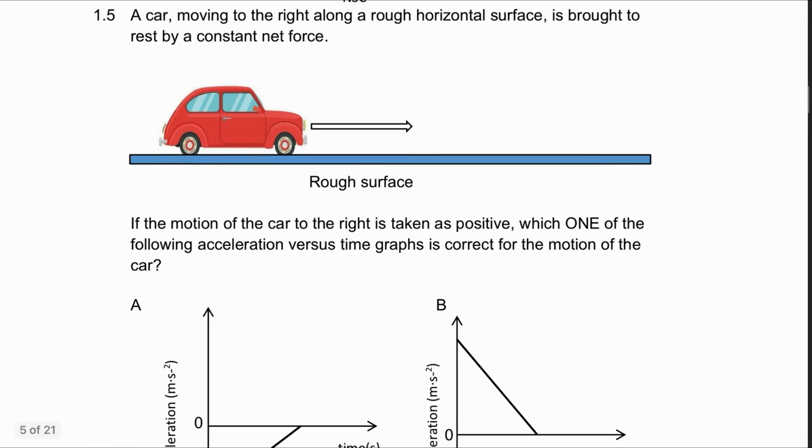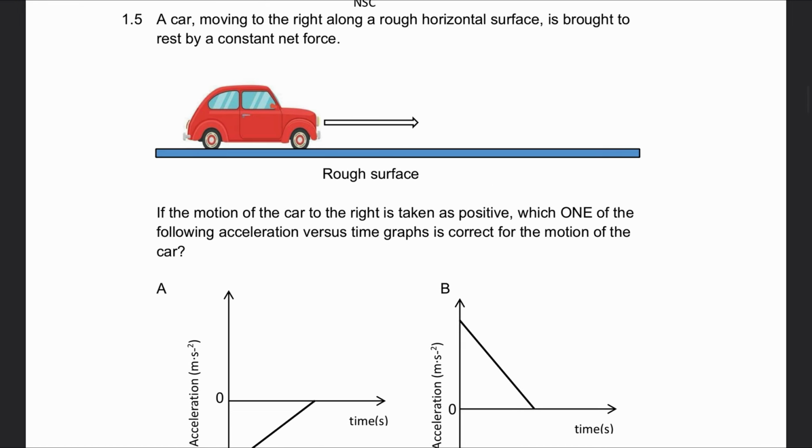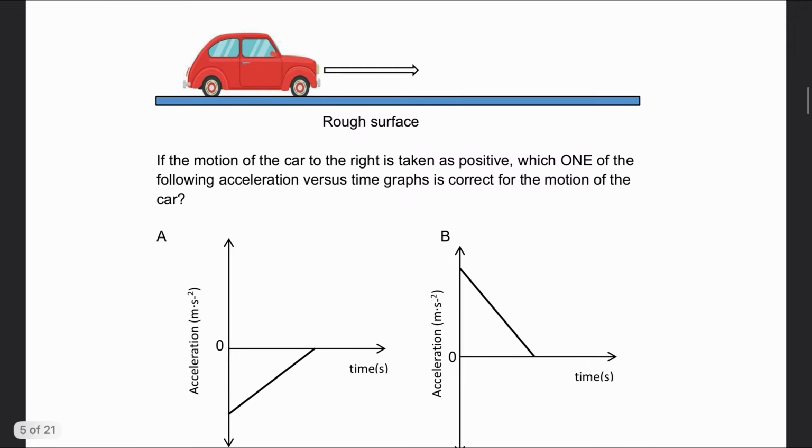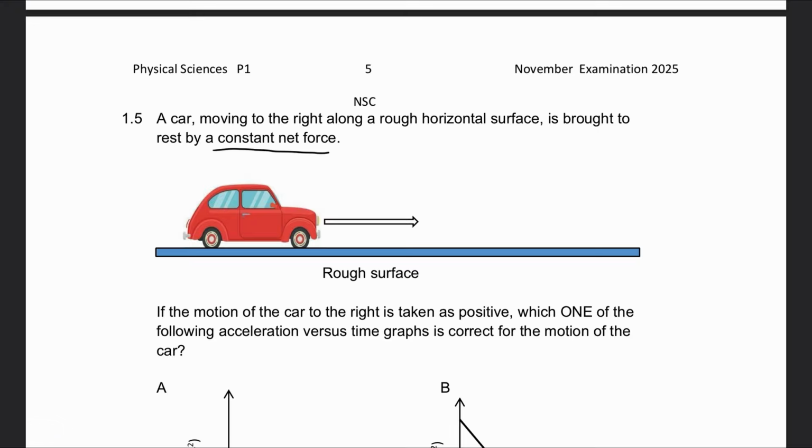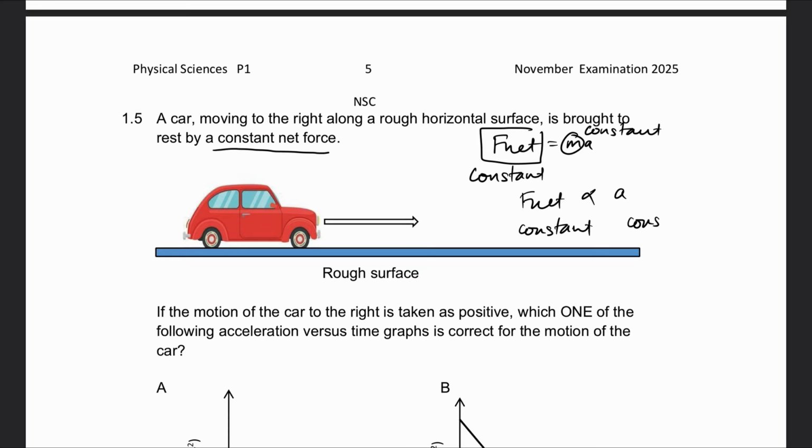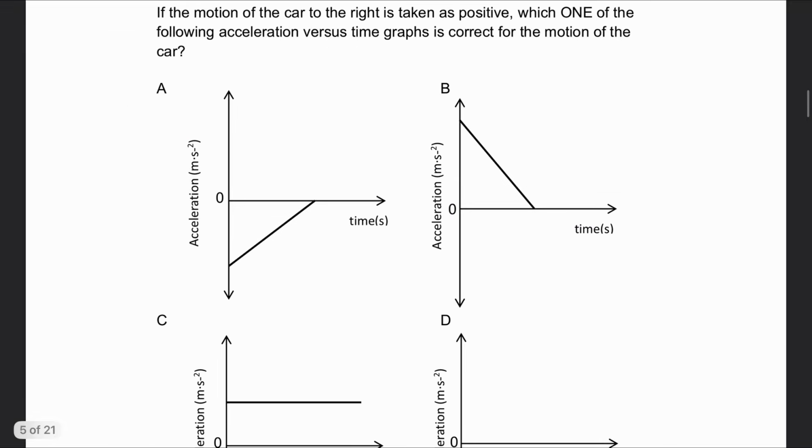Now let's move on to question 1.5. A car moving to the right along a rough horizontal surface is brought to rest by a constant net force. If the motion of the car to the right is taken as positive, which one of the following acceleration versus time graphs is correct for the motion of the car? If it's a constant net force, so we know that F net is equal to MA. If I have a constant F net and M is constant, then I know that F net is going to be directly proportional to A. So if this is constant, then this should also be constant. So we're looking for a graph where the acceleration is not changing. So that is out and that is out.